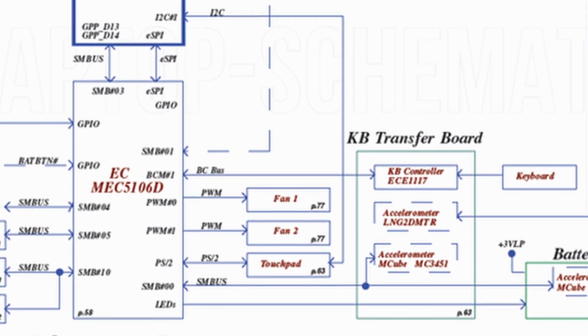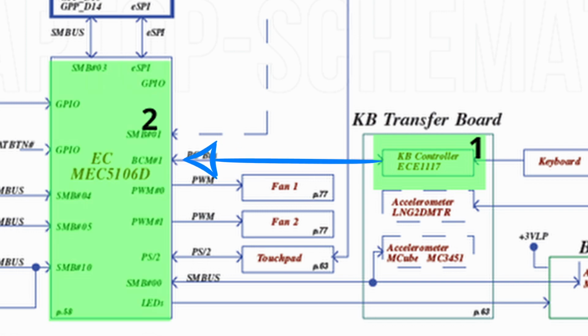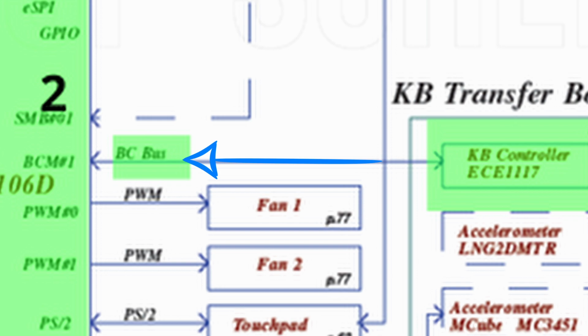Looking at this schematic, it seems that there are at least two different circuits that our keyboard signal hits before arriving at our CPU. The first circuit is contained on this I/O junction board, and it seems it goes through this ECE1117 chip. The second circuit, which is present on the XPS 9310 high-level schematic, is this MEC5106D circuit. On the older Dell XPS 15 schematic, it seems the circuit is MEC5105, but I would bet that they're pretty much the same. Also, what's pretty interesting is that we see this thing called BC bus on the schematic. I'm not sure what that is right now, but we're going to keep exploring.